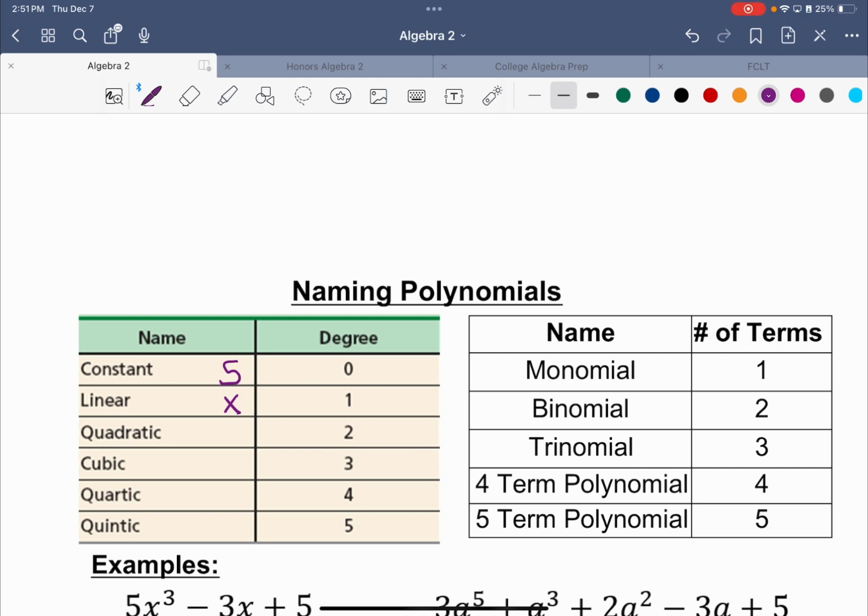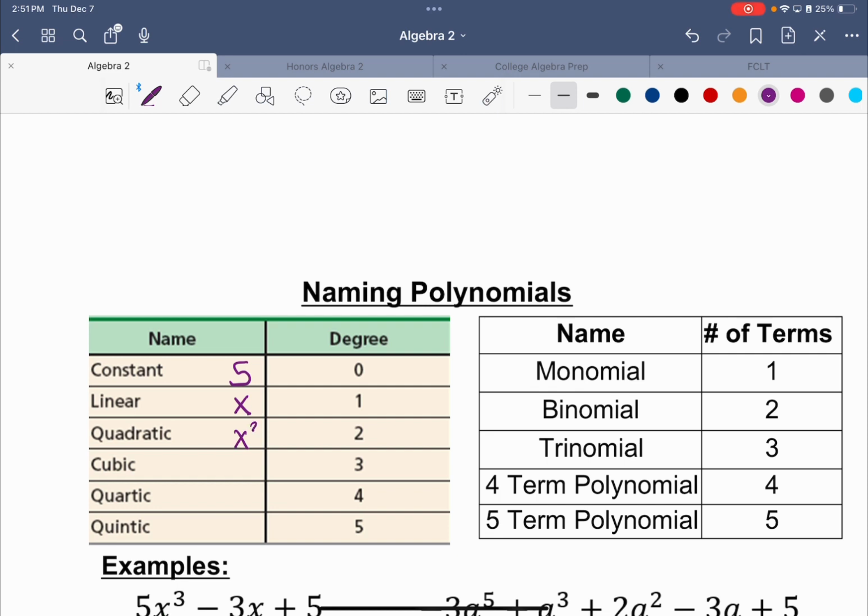If it's second degree, which would be x squared, that's quadratic. We did quadratics the whole last chapter. Third degree means it's cubic, so like x cubed. Not like, just x cubed. X cubed is cubic. Fourth degree is quartic.